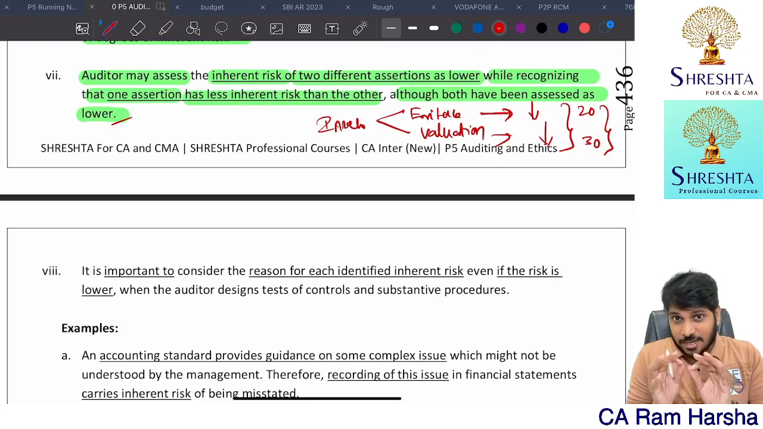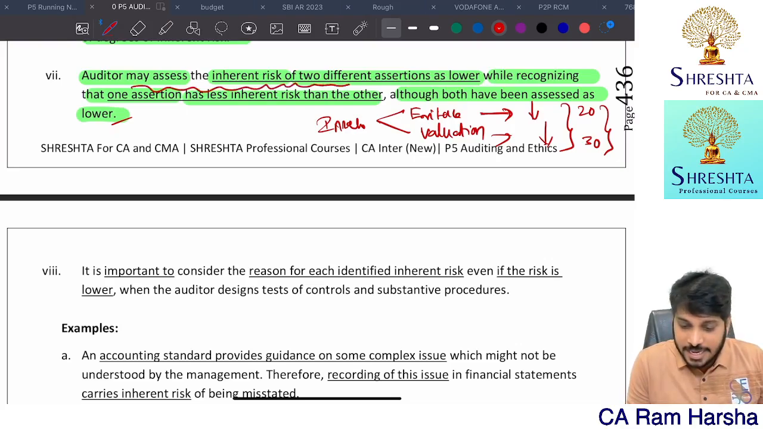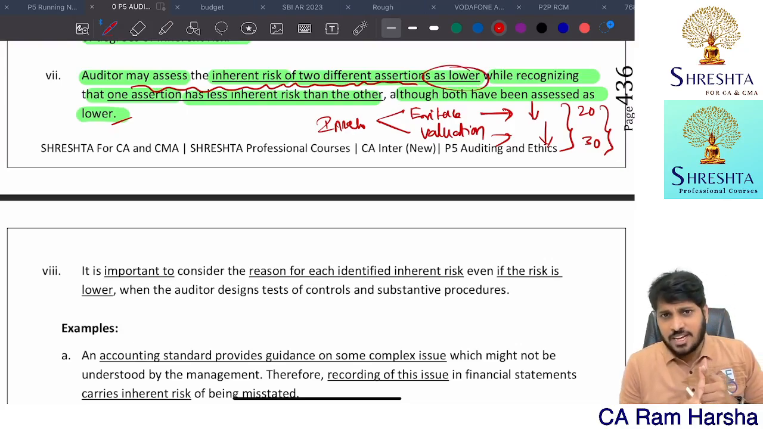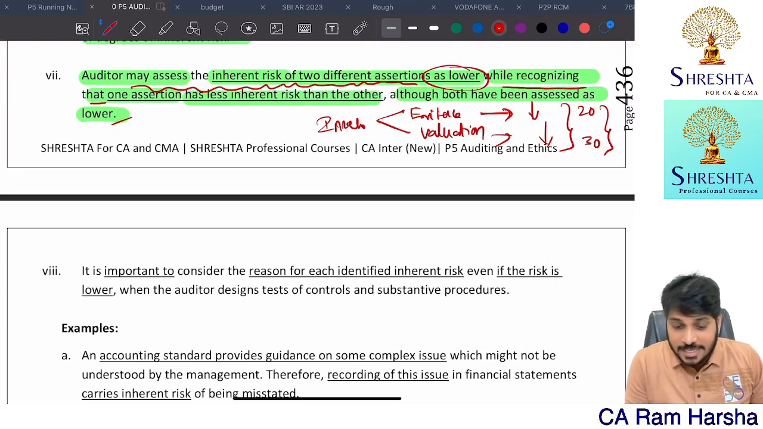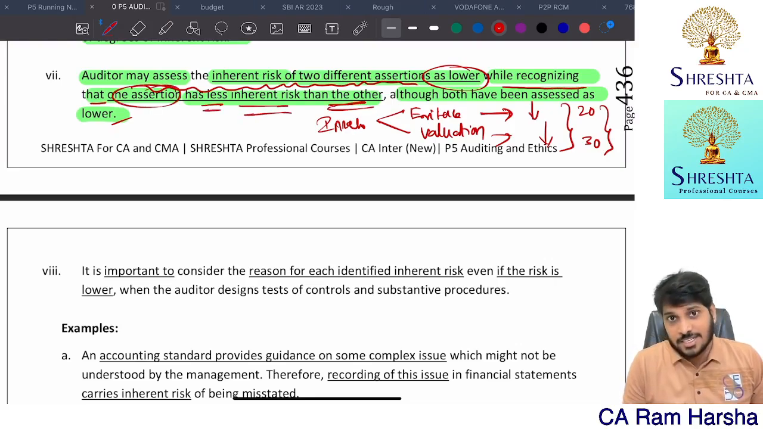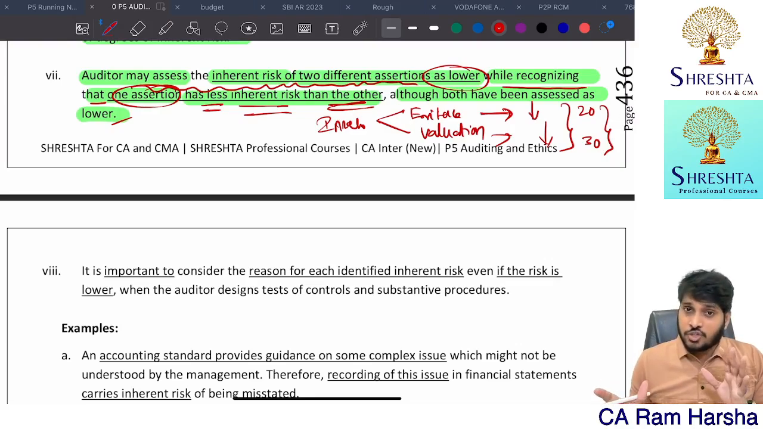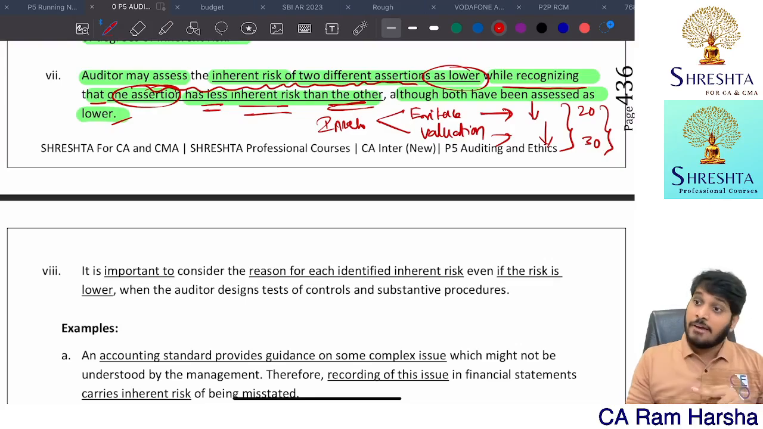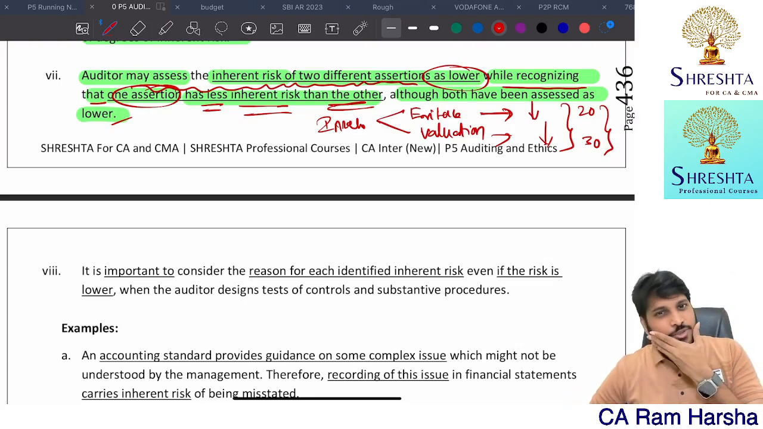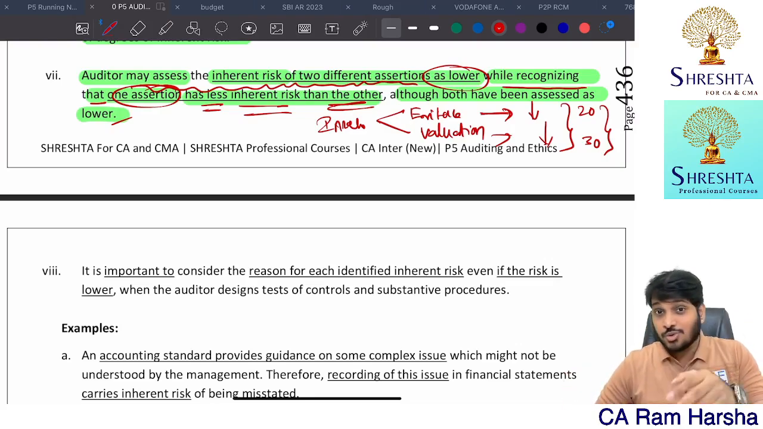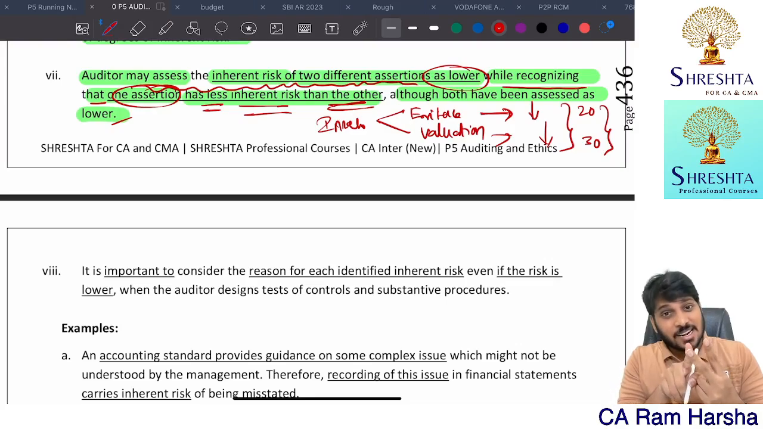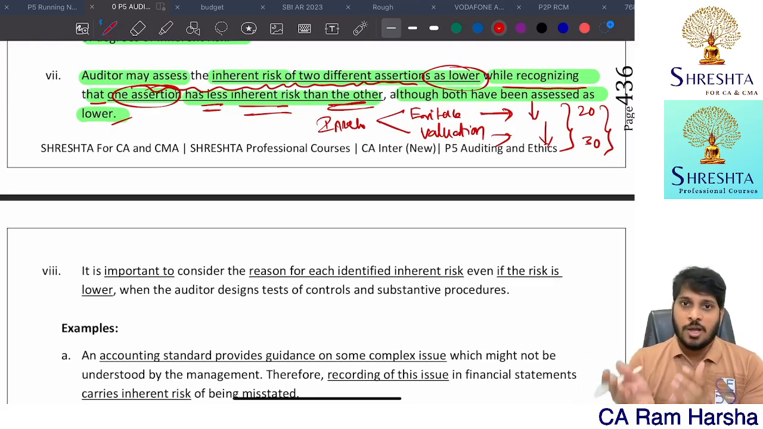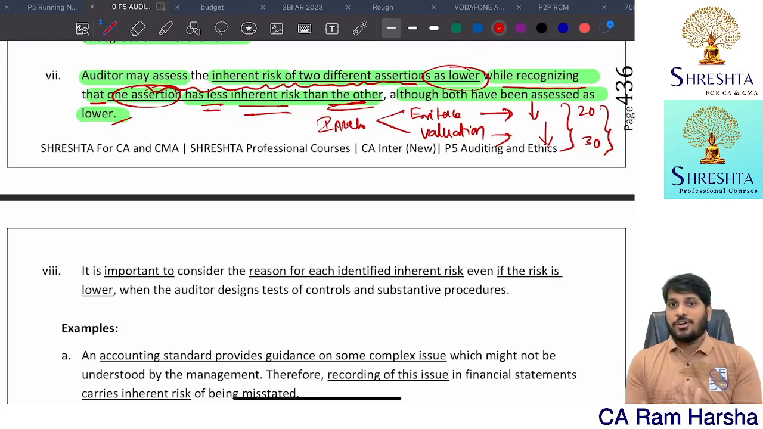Even though you see, the auditor may assess the inherent risk of two different assertions as lower. For existence and valuation, I felt low risk only, while recognizing that one assertion has less inherent risk than the other. When you ask me, sir, in which of these two, okay, both are low, existence risk is low, valuation risk is low, but among these two, where did you feel extremely low? Valuation is so safe. Existence, I still have some doubts. It's okay, low risk only, controls, everything is proper. So for two different assertions, even though I say the risk assessment is low, for one of these I may have a higher appetite. One of them I may be feeling a little bit higher compared to the other. Between these two, one is higher, one is lower. But as a whole, from an audit point of view, both are lower.